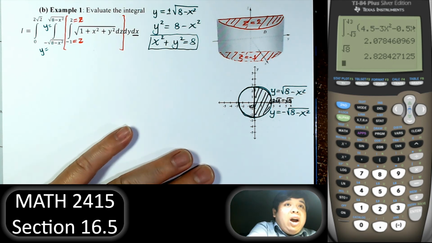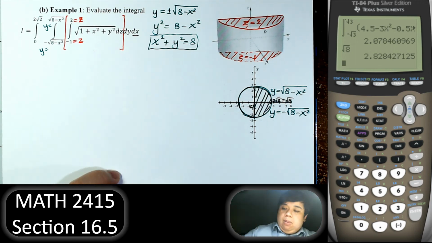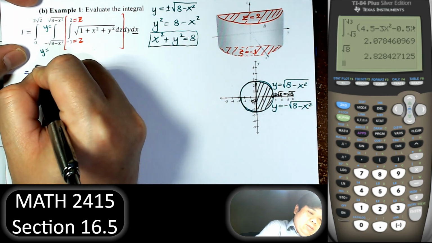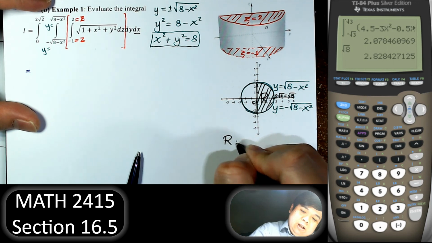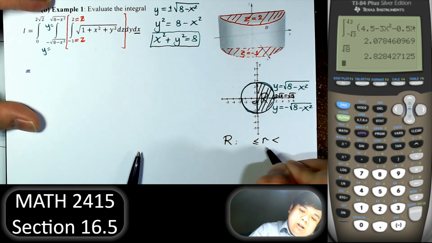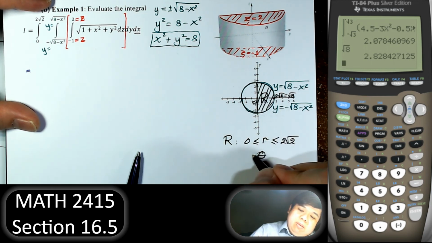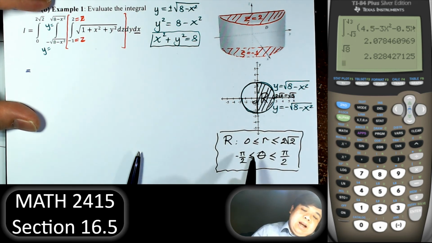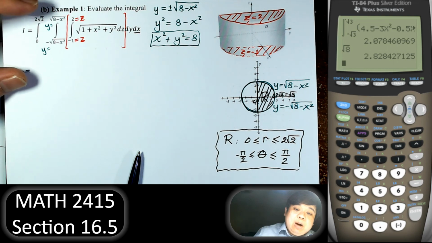Now, if we want to write everything in polar coordinates, then the z will still be z. But for this region R here, we can say radius r between 0 and 2 square root of 2, and theta goes from negative pi over 2 to pi over 2. That will be the limits for r and theta. So if we want to rewrite that, that is fine. So in fact I will do that.